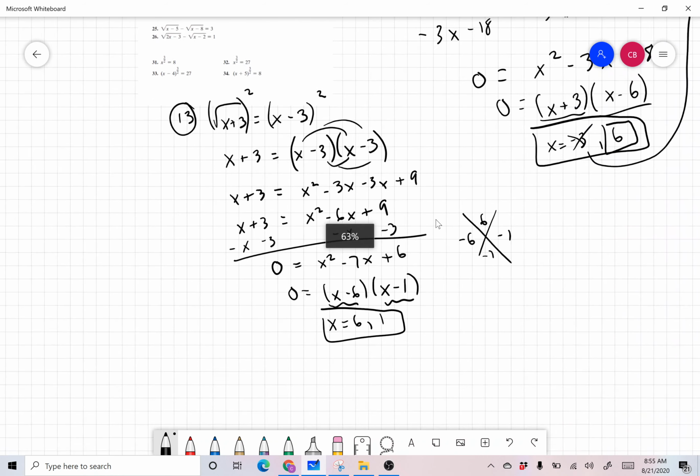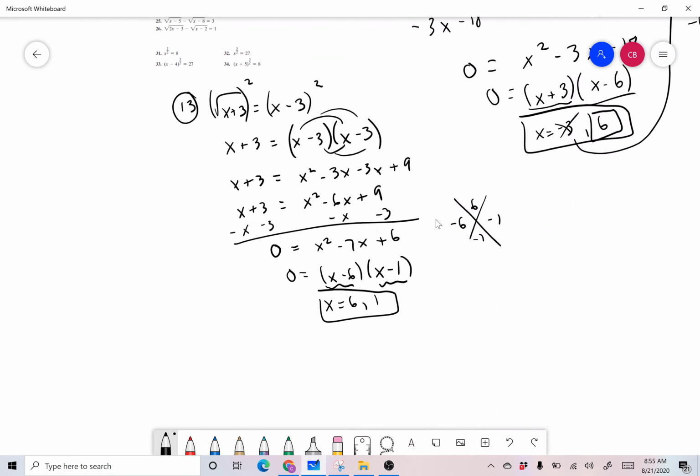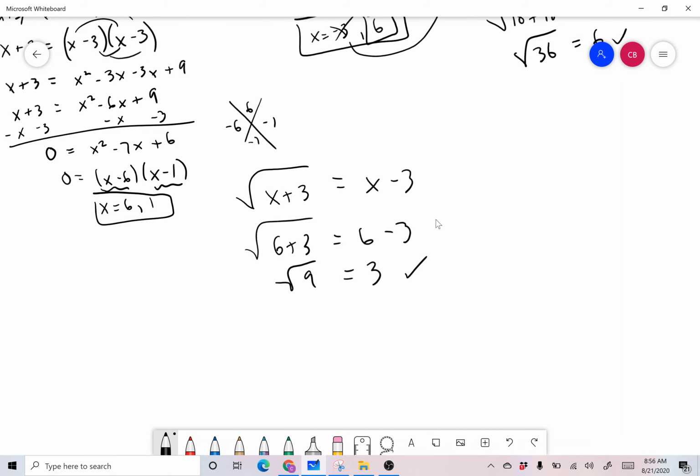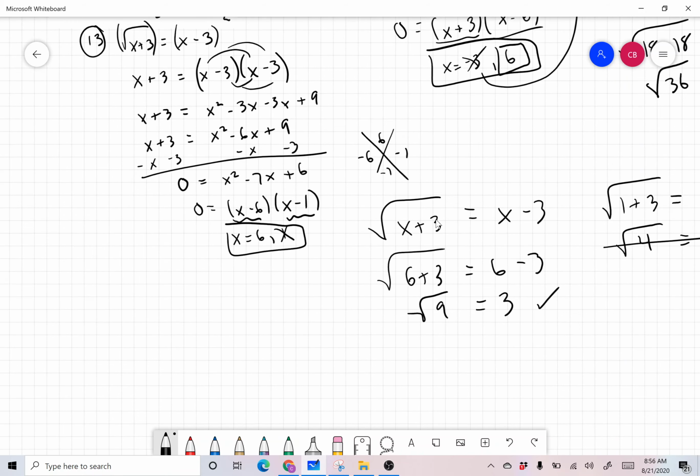Are they extraneous? We have to check. So remember our original is the square root of x plus 3 is equal to x minus 3. Square root of 6 plus 3 is equal to 6 minus 3, which is the square root of 9 is equal to 3, which is good. So 6 works. But if I plug in 1, square root of 1 plus 3 is equal to 1 minus 3, which is the square root of 4 is equal to negative 2, which is not good because this is actually just positive 2. So 1 does not work. 1 is extraneous. 6 is your only solution.